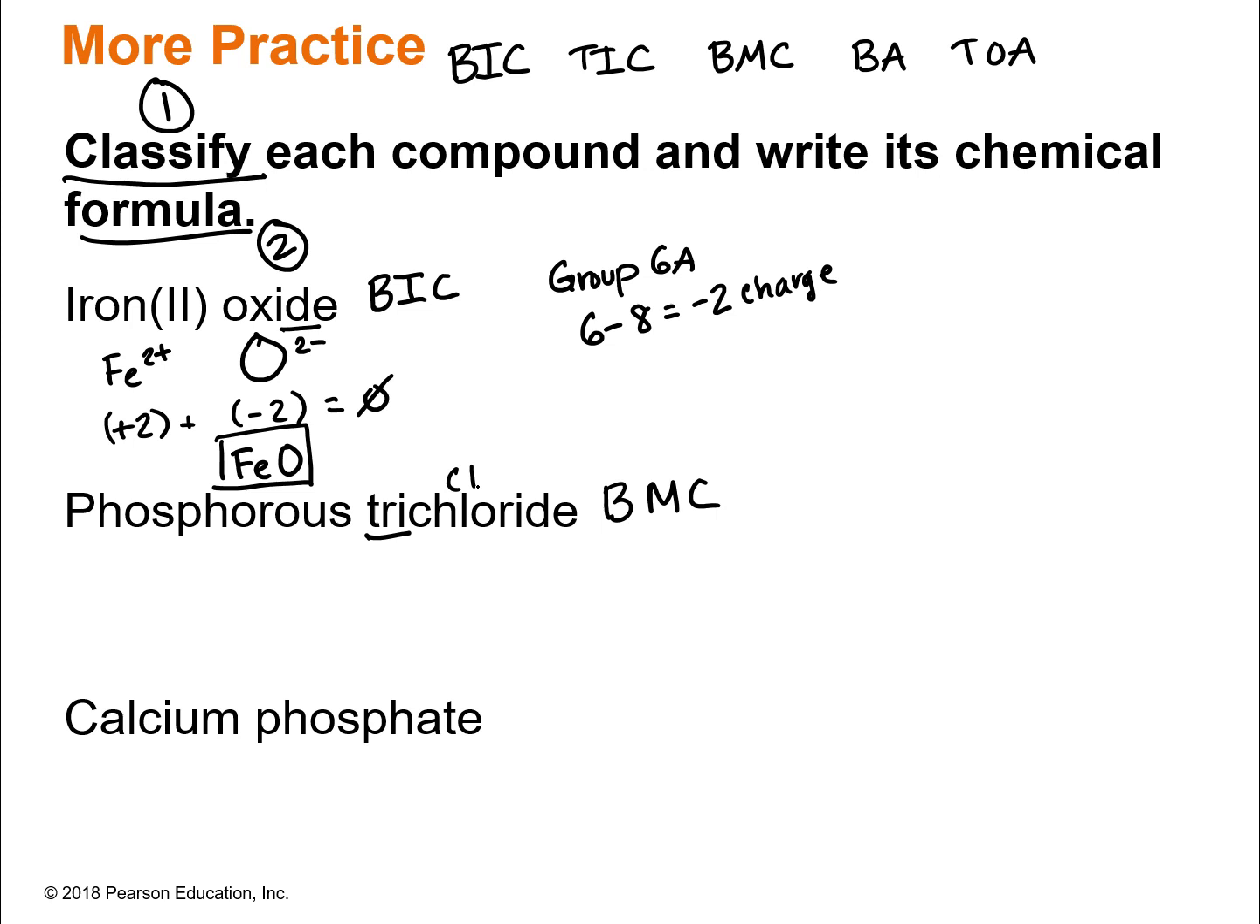Then you just translate that name into a formula. Phosphorus, we don't see any prefixes, so there's just one. Chlor is our root here. That's for chlorine. Tri tells you there are 3 of them. That's our compound, PCl3.